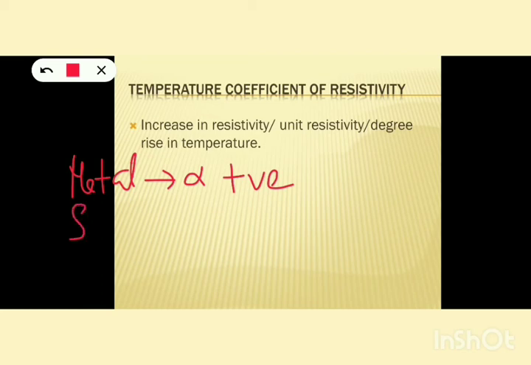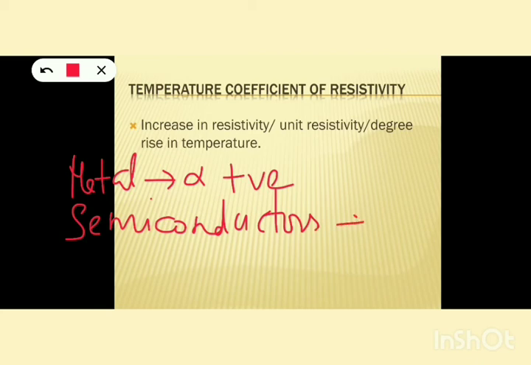And the next category is our semiconductor. For semiconductors, when temperature increases, resistivity decreases. So there is a negative correlation. When one increases, the other one decreases. So here alpha will be negative. Temperature coefficient of resistivity is negative for semiconductors.